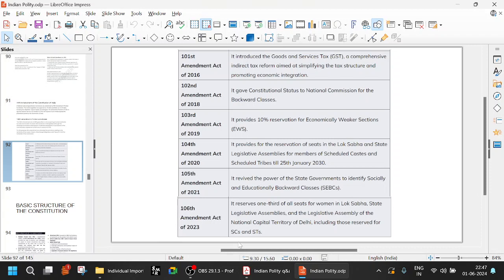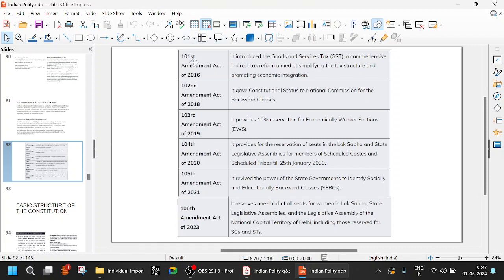So 106 is very recent, 2023. It is giving one third of all seats for women in Lok Sabha, assemblies and also in NCT of Delhi. This has been passed, but it has not yet come into action. It will come into force in the next election. So 104 is the continuation of reservation for Scheduled Castes and Scheduled Tribes in seats in Lok Sabha and Assembly up to 2030. So 103 is EWS, 10% reservation for EWS.